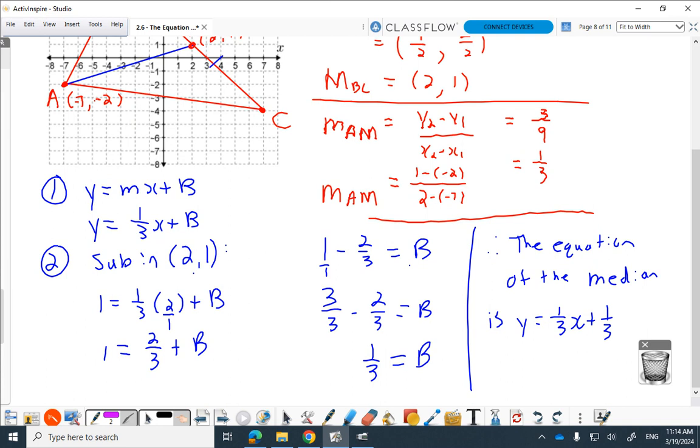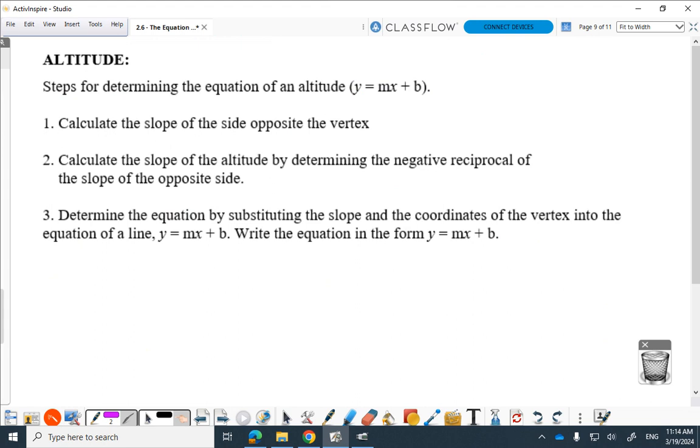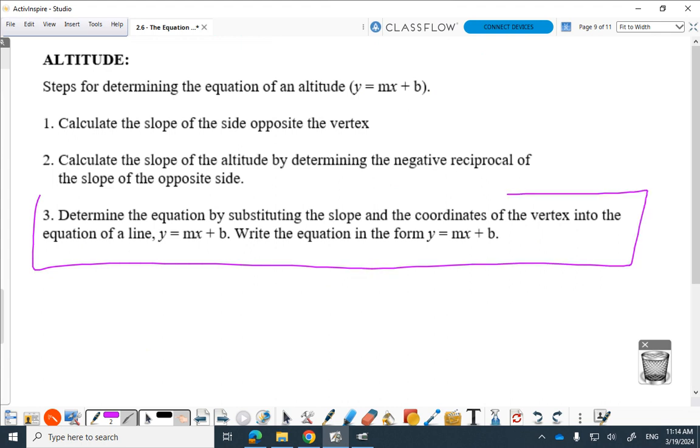Let me review the altitude steps. 1, calculate the slope of the side opposite the vertex. 2, get the slope of the altitude by doing the negative reciprocal. And 3, do what you've been doing, the question that was so hard in grade 9, subbing in the x and y to find the b. That actually was a difficult grade 9 question. Okay?